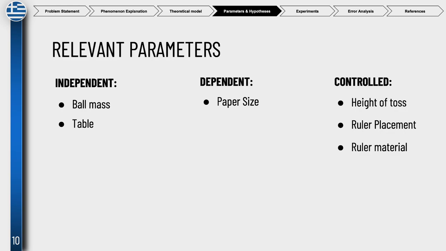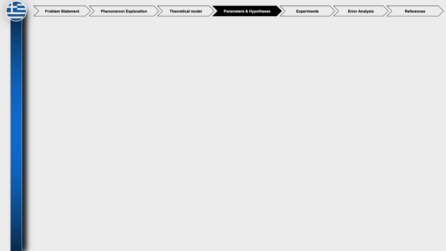After all of this analysis, both qualitative and quantitative, I believe we can now mention some of the relevant parameters that we derived through our theoretical model, and which we will also investigate in our experiments. So basically, we will have ball mass and the table as independent parameters. We will have the paper size being a dependent one. And finally, we have the height of the toss, the ruler placement, and the ruler material being controlled parameters.